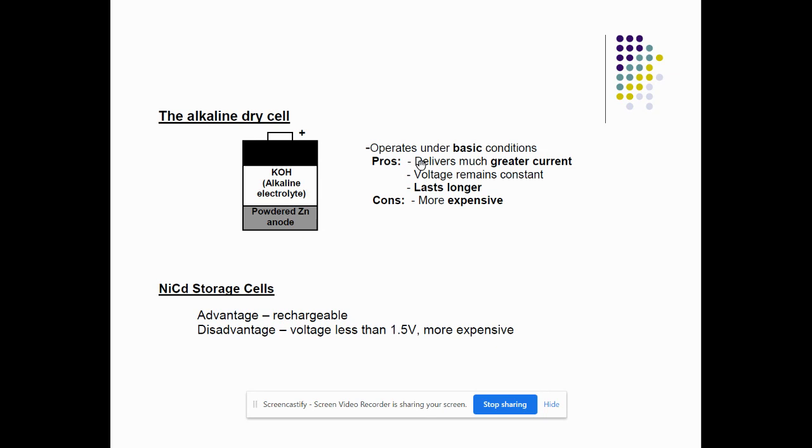So the pros: it delivers much greater current. Voltage remains constant. It's going to last longer. The cons: it's more expensive. Nickel and cadmium storage cells. These are rechargeable, voltage less than 1.5, and also more expensive.